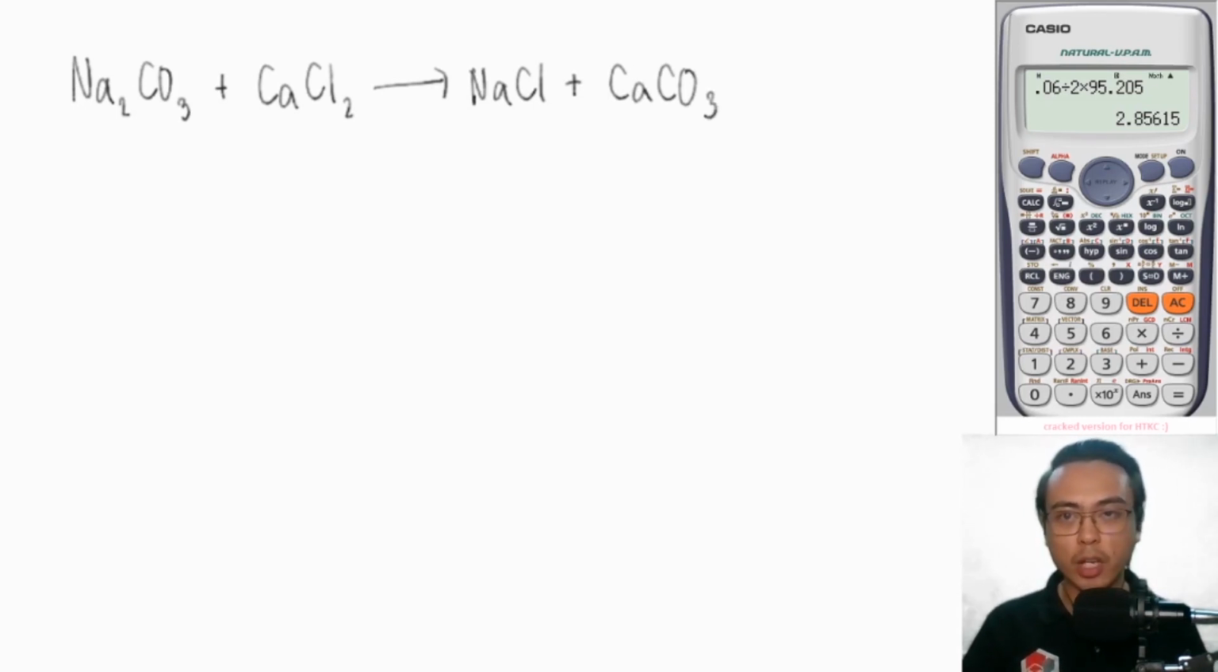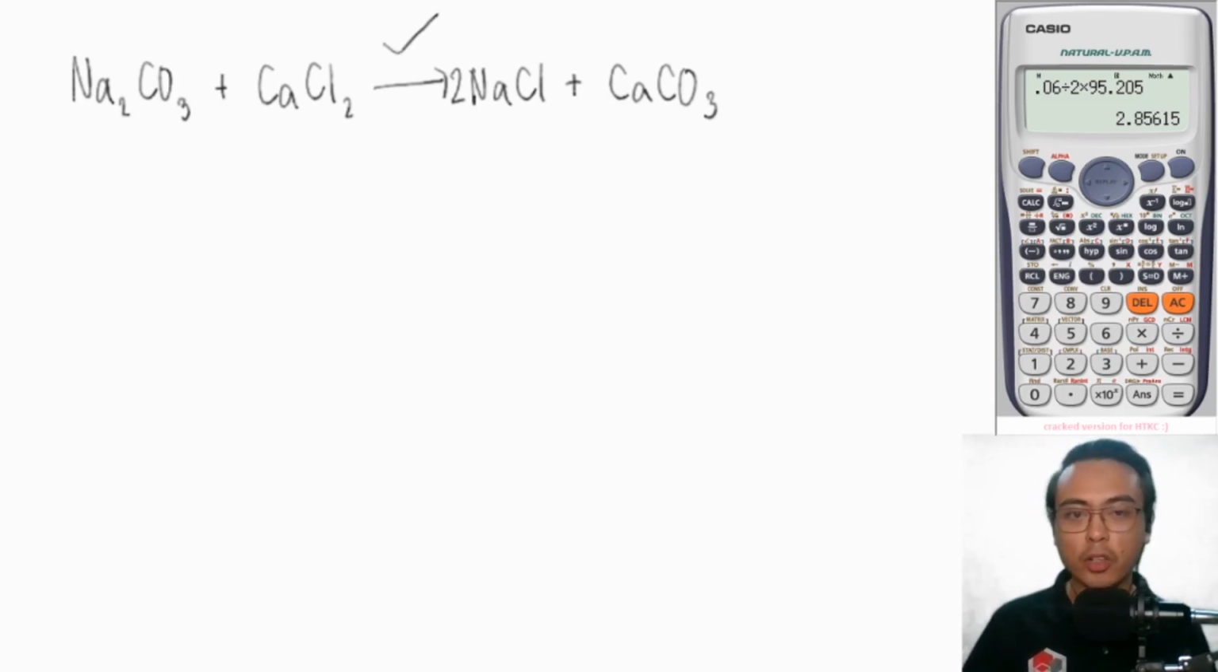Now to balance the equation, we simply multiply sodium chloride by 2. To check, sodium is balanced, that's 2:2. Chlorine is also balanced, 2 is to 2. Carbon, 1 is to 1. And oxygen, that's 3 in the reactant and 3 in the product. So this is already a balanced equation.